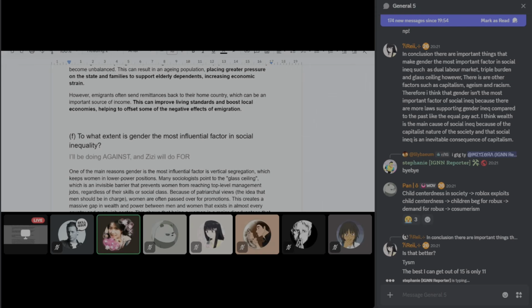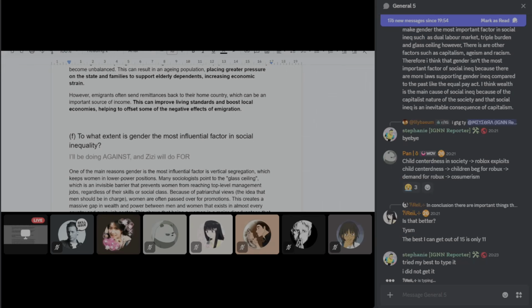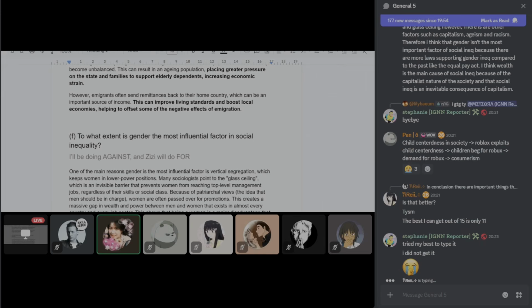So you can see how I talked about the disadvantages. However, I talked again about how gender could be the most influential factor. So that's how an ideal conclusion should look. It's okay, Steph. Thank you so much for your effort.